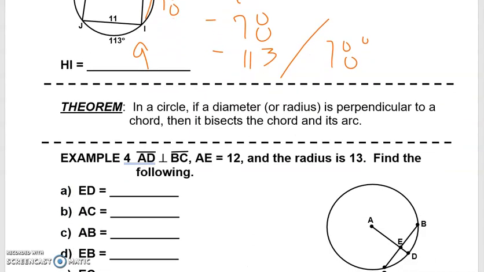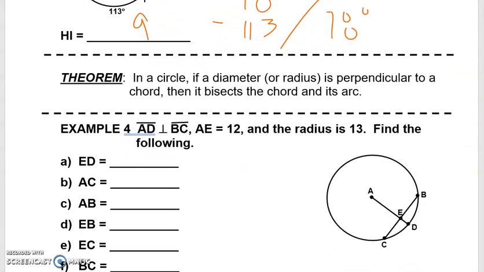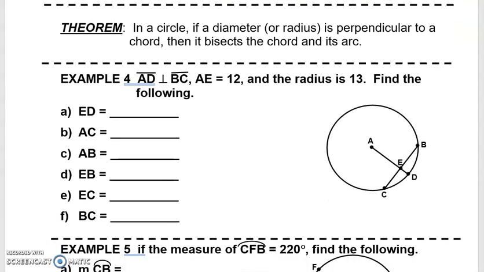Let's look at our new theorem. In a circle, if a diameter or radius is perpendicular to a chord, then it bisects the chord and its arc. So AD and BC are perpendicular, which means they cross at a right angle. AE equals 12, so this segment is 12, and the radius is 13. Well, AD is 13, so 13 minus 12 is 1. Find the following. ED. We already said that was 1.